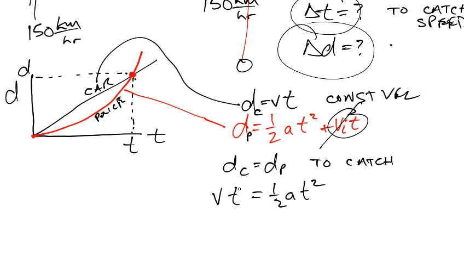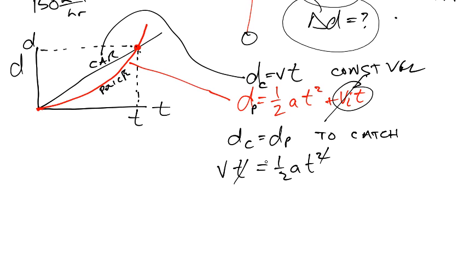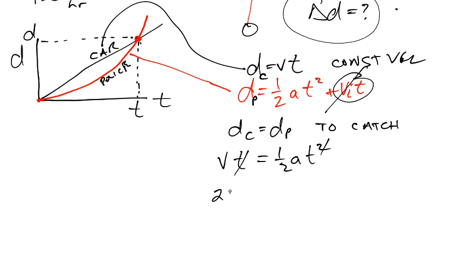And now we can simply divide both sides by t and do a little bit of algebra. Get rid of the 2 there, put it on this side, and divide by a. And now, in fact, we have our answer. The velocity of the car, that's what this v was, 150.